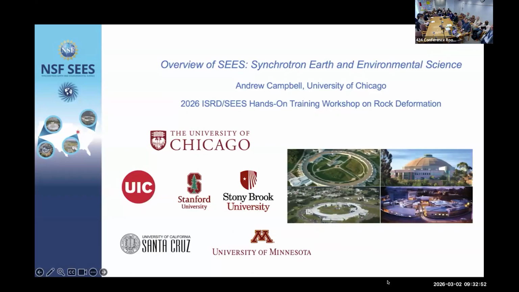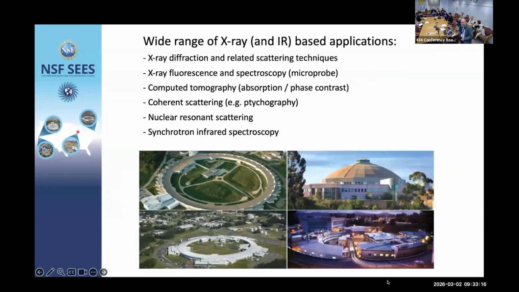SEAS is an organization that manages NSF support for synchrotron facilities around the country. And we help make possible a variety of experiments in earth and environmental science, not just rock deformation. I'll try to emphasize all the other things that SEAS makes possible, because I know you're going to hear a number of talks today about rock deformation.